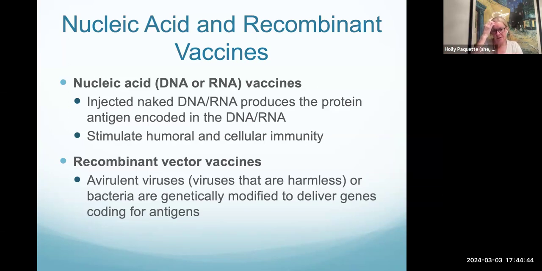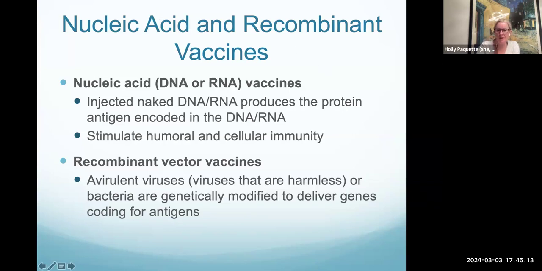The last way that we can do this is what we call a recombinant vector vaccine. We can take an avirulent virus, and that's just a harmless virus, something that won't cause disease in us, or a bacteria, and we can genetically modify it so it has genes that will make the antigen. So it's kind of like a Trojan horse that would have the recipe to make those antigens and get that immune response.